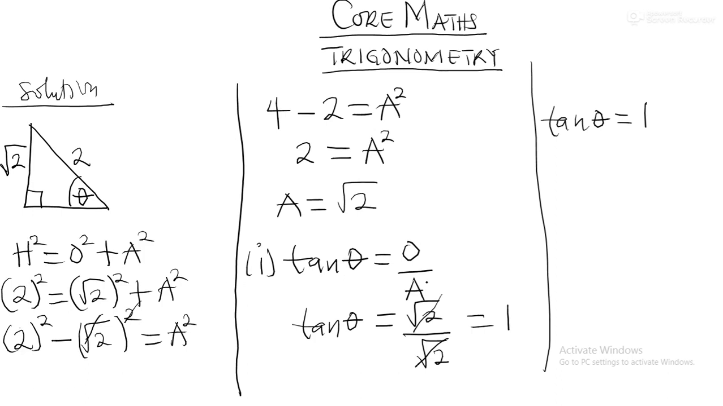So tan is opposite over adjacent. Our opposite is root 2, our adjacent is also root 2. So when we cancel out, we get 1. So tan theta is 1. Good. Now let's look at II.